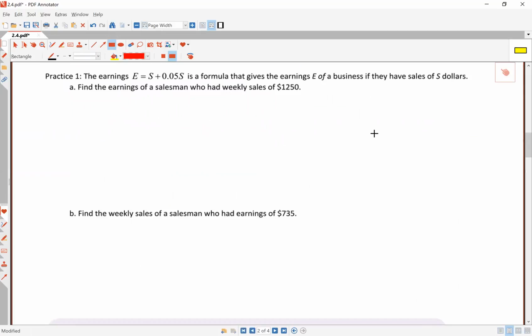Practice 1 is an increase. The earnings E equals S plus 0.05S is a formula that gives the earnings E of a business if they have sales of S dollars. So they will have sales of S dollars, and they will increase that by 0.05 times S, kind of like a commission, making 5% of the sales. I encourage you to practice this problem. Press pause on your video and come back when you're ready to see the solution worked out.